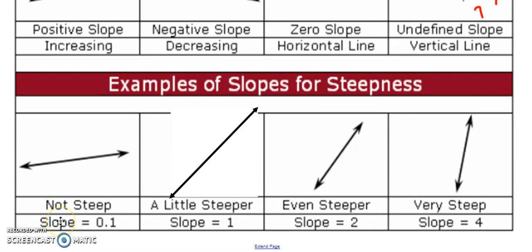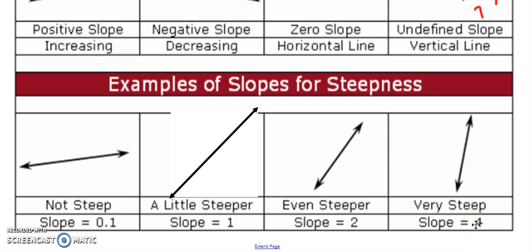Then we have just steepness. So a not steep slope is going to be a fraction. The smaller the fraction, the less steep. And then our steepest is going to be whole numbers. And then you can kind of just order them by going from our smallest number up to our largest number for steepness. Now, if we go into the negatives, that reverses. We're kind of looking at absolute value, like what the actual number is.